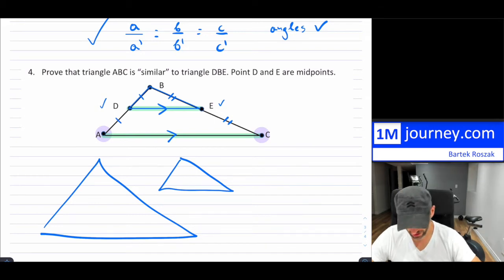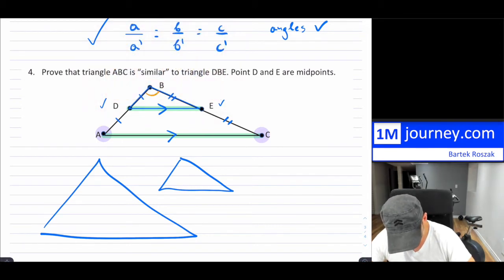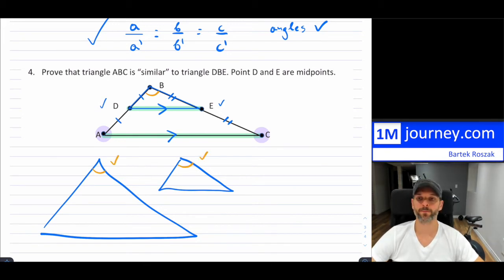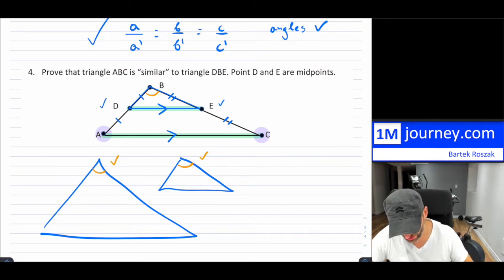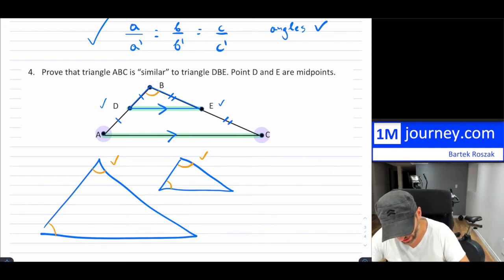Why? Well, first of all, we do know that the 2 triangles share this angle. So clearly this angle is the same for both. Now, what I'm going to tell you is that this angle right here is the same as this angle right there. Why? I'm going to clean this entire thing up.